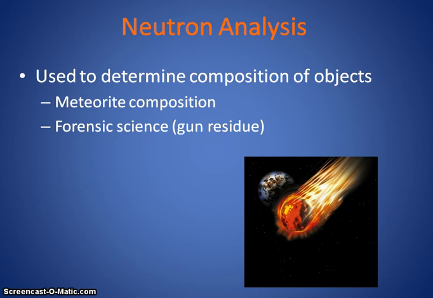Neutron analysis is a process that can be used to determine the composition of objects, like what meteorites are made up of, and it can also be used a lot in forensic science. So you could test gun residue for the presence of certain elements like antimony or copper or barium. Those would be present in gun residue.